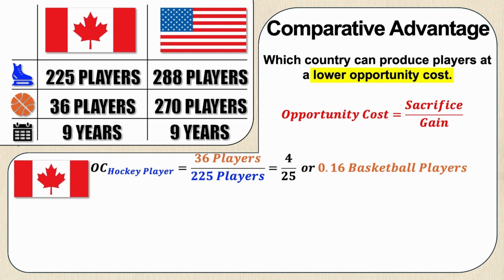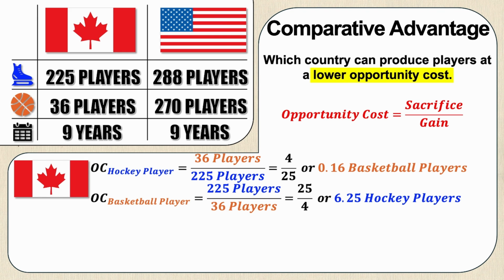And how you think of this is that it costs Canada 0.16 basketball players in order to train up one hockey player. Now, if I follow the same formula for basketball players, I get something like this. I have to give up 225 hockey players in order to make 36 basketball players. If I reduce this fraction, it will be 25 over 4, which you might notice is the reciprocal of the previous fraction, or 6.25 hockey players.